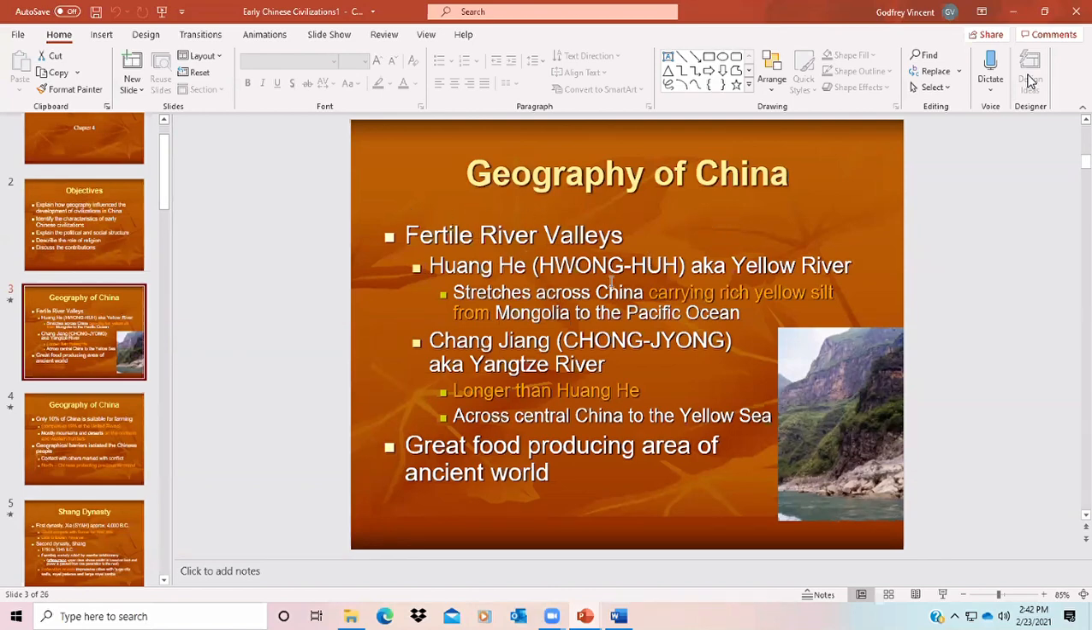You'll see the Hong-He, it is pronounced Hong-He, also known as the Yellow River. It stretches across China, carrying rich yellow silt clear to the Pacific Ocean. And here the Changjiang or the Yangtze, it is longer than the Hong-He. It goes across central China to the Yellow Sea. And it's an area that produces a lot of food because of the fertility of the soil.